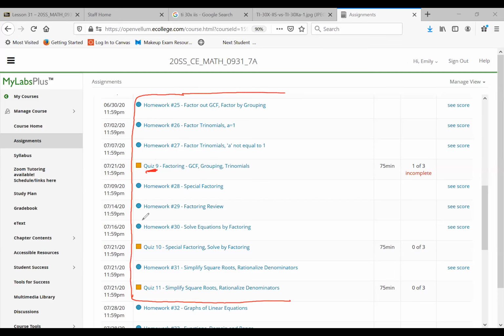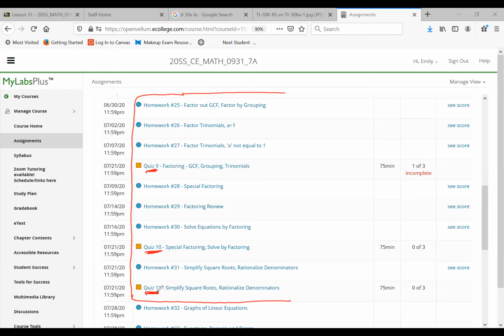Homework 28, 29, and 30, those are all covered on quiz 10. So that includes special factoring, factoring review, solving equations by factoring, whereas quiz 9 was GCF, grouping, and then trinomials. And then the lesson we just finished, lesson 31 on simplifying square roots and rationalizing denominators, it's kind of its own topic. So it gets its own quiz. So quiz 11 is just more practice simplifying square roots and rationalizing denominators.